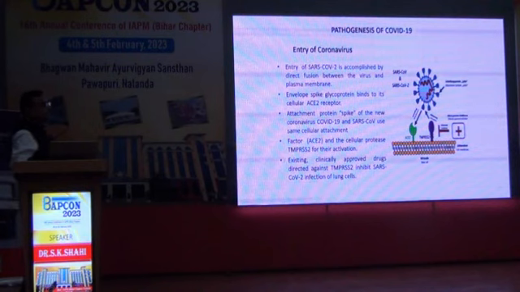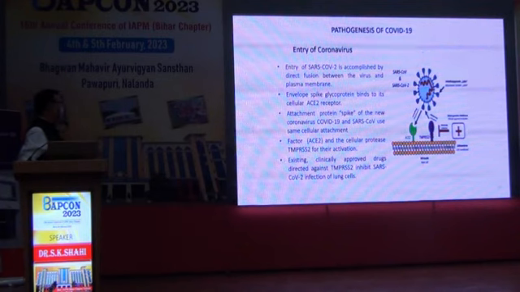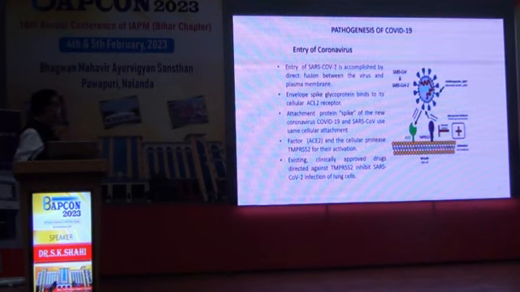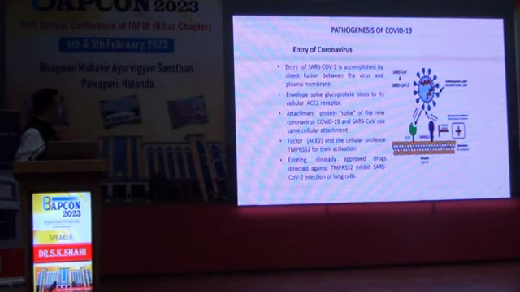This comes to the pathogenesis. How does the coronavirus enter? The entry of SARS-CoV is by direct fusion between the virus and the plasma membrane. The envelope spike glycoprotein, which I showed you, binds to its cellular receptor, known as the ACE2 receptor. This is the attachment of the spike protein of the new coronavirus COVID-19 and SARS-CoV.